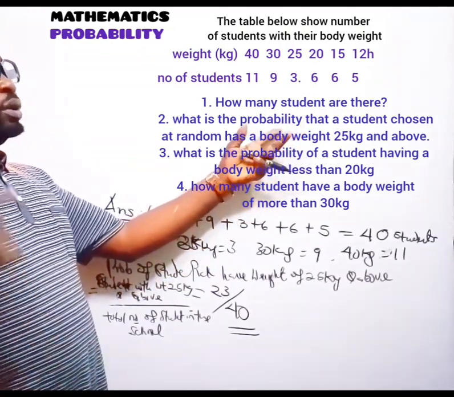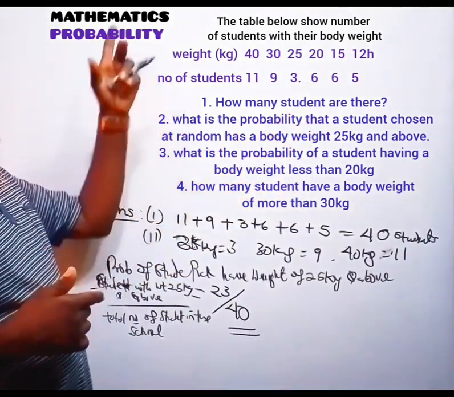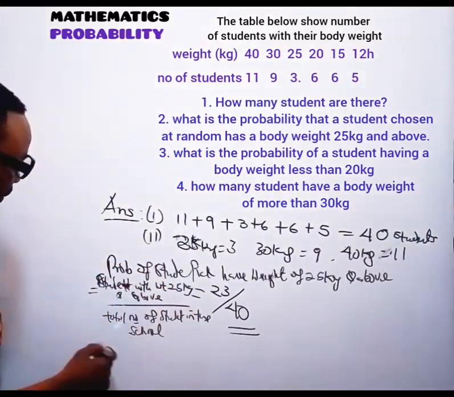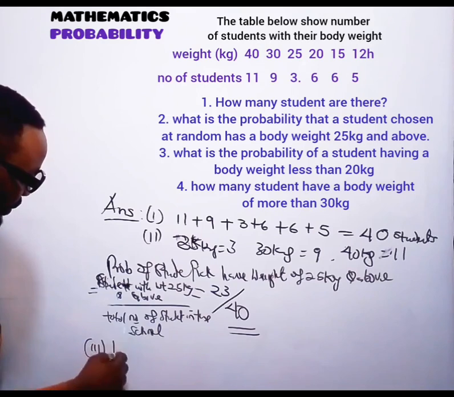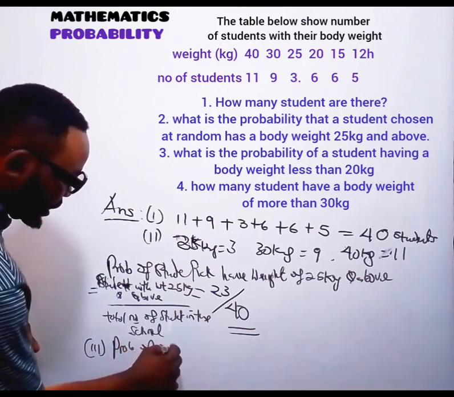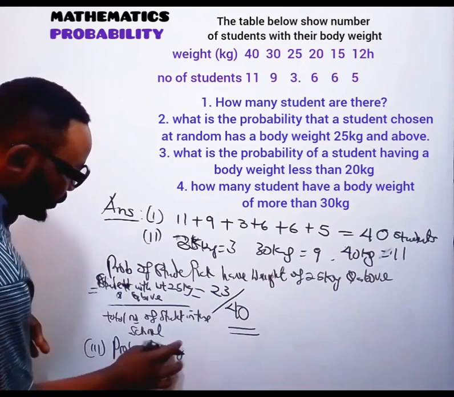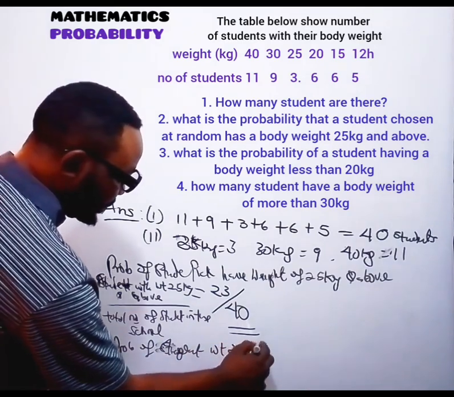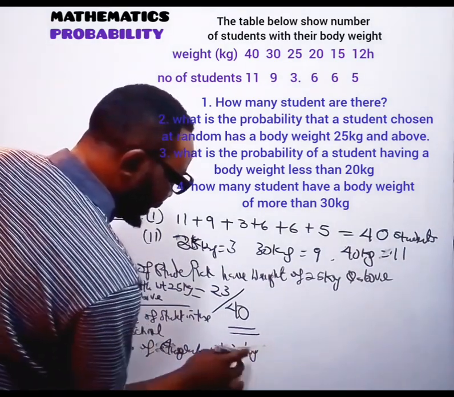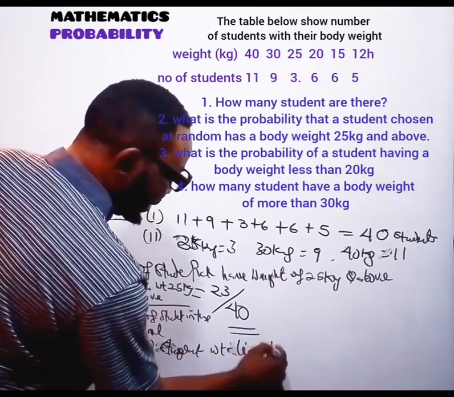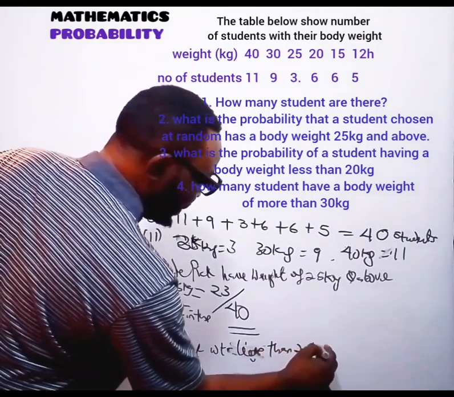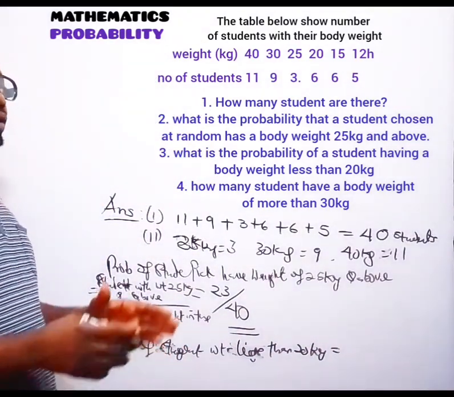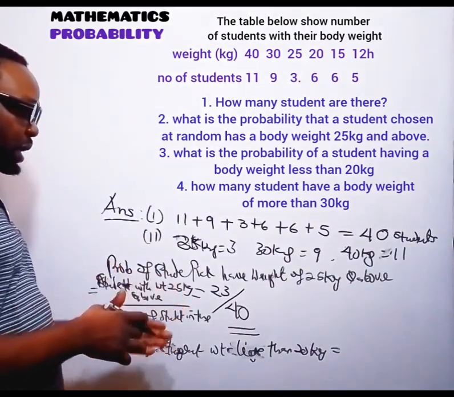So, according to the table here, we'll be thinking about those with 15 kilogram and those with 12 kilogram. That's number 3 now. The probability of a student with weight less than 20 kilogram will be equal to the number of students with weight of 15 kilogram and 12 kilogram.